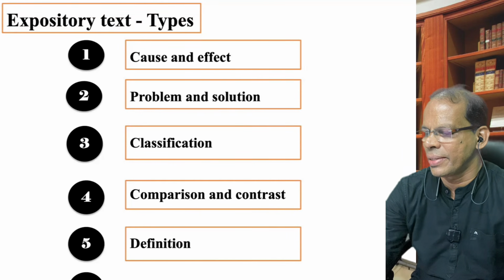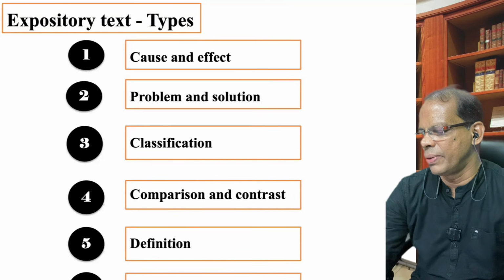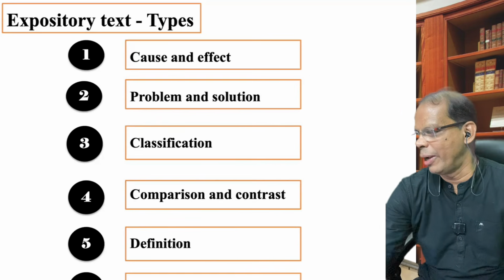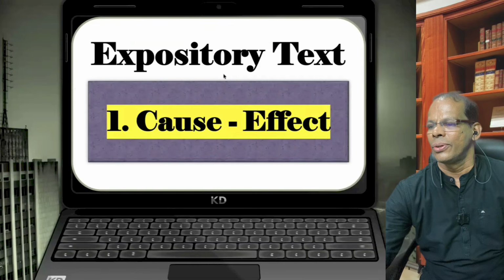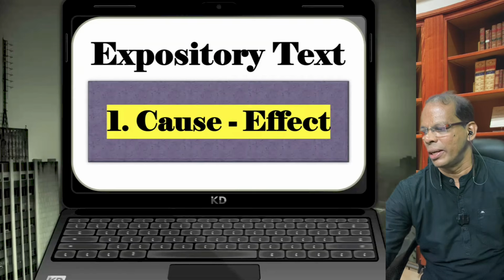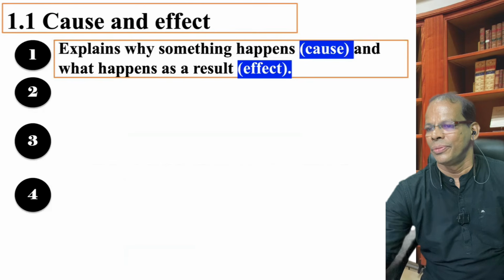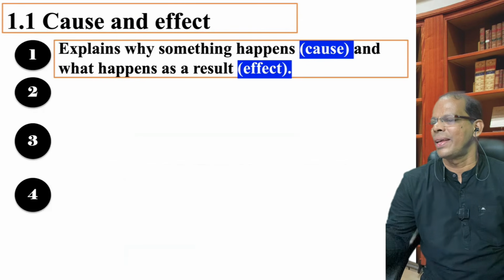Comparison and contrast, then definition, then process. Usually definition and process, or definition you have, process you don't have, especially IELTS people will have process. The first task, essay will be on process. So, cause and effect. This is what we are looking at today. Cause and effect language explains why something happens, that is the cause, and what happens as a result, the effect.